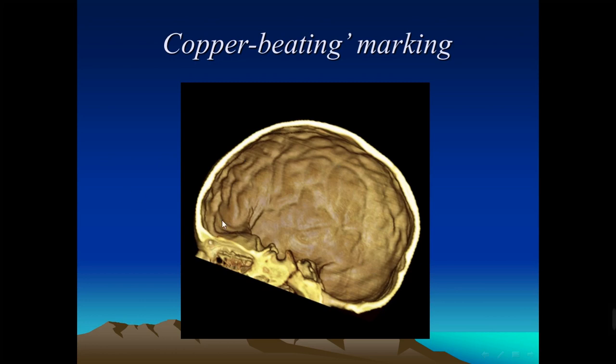So put in your mind that these features will be apparent in chronic increased pressure. I mean not for a few days.